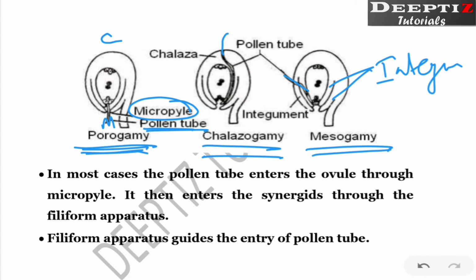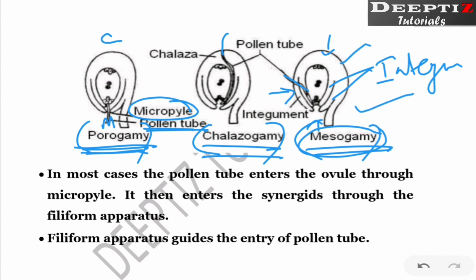So mesogamy means through the integuments it enters. In chalazogamy it is through the chalaza. In porogamy it is through the micropylar region. Mesogamy can even be defined as not through any of these extreme points. It can be a semi area, that means from the side way also you can define. For you to remember, one is through micropylar region, one is through chalaza, and another one is through the integuments other than chalaza and micropylar region. If you look at this diagram, you can see that the integument is not that developed in chalaza and micropylar region. So which one is common?